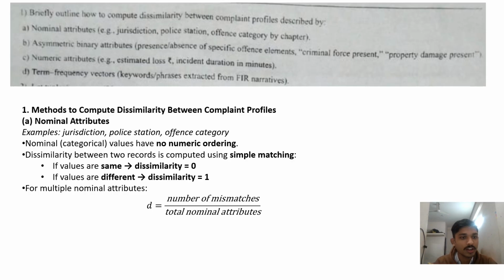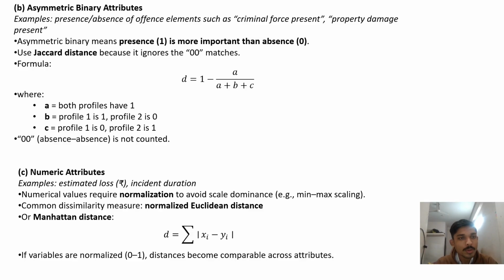The first one is nominal attributes. It includes examples like jurisdiction, police station, offense category. Nominal means categorical values that have no numeric ordering. Dissimilarity between two records is computed using simple matching. If values are the same, dissimilarity becomes zero. If values are different, dissimilarity becomes one. For multiple nominal attributes, d equals the number of mismatches divided by the total nominal attributes.